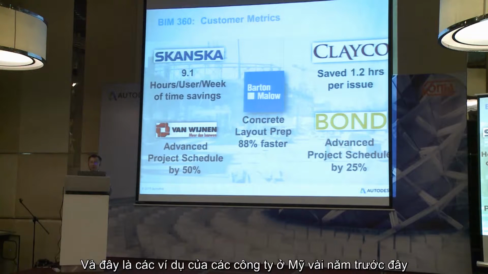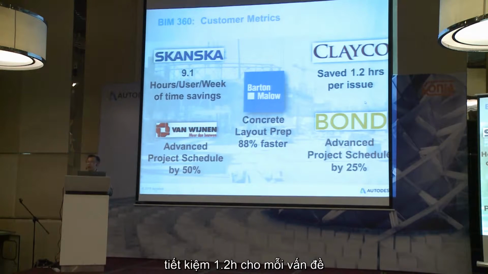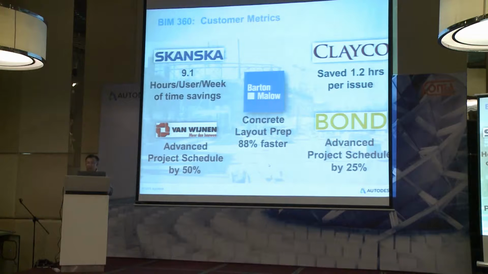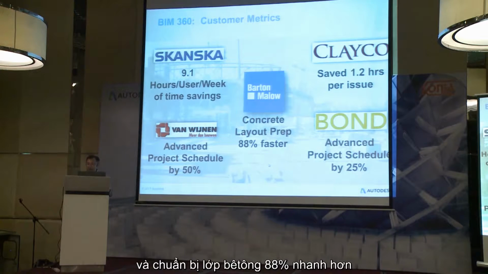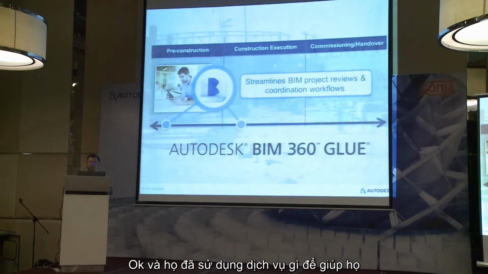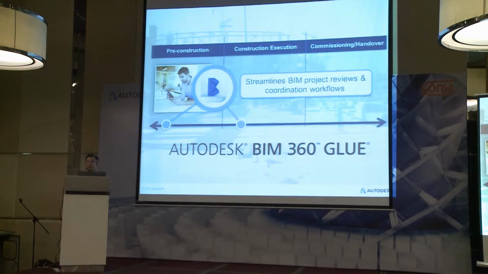And this is a sample of a company in America a few years ago. They said that using BIM 360 can save time, 9.1 hours per user per week, can save 1.2 hours per issue, can advance the project schedule 50%, and the complete layout prep is 88% faster. Advanced project schedule 25%. This is good feedback. Okay. And what is the service that they use and that helps them? So I start from 360 Glue. This is crash detection on cloud.